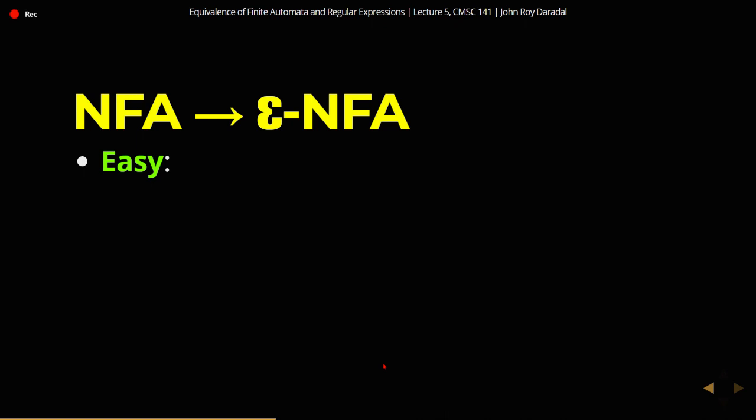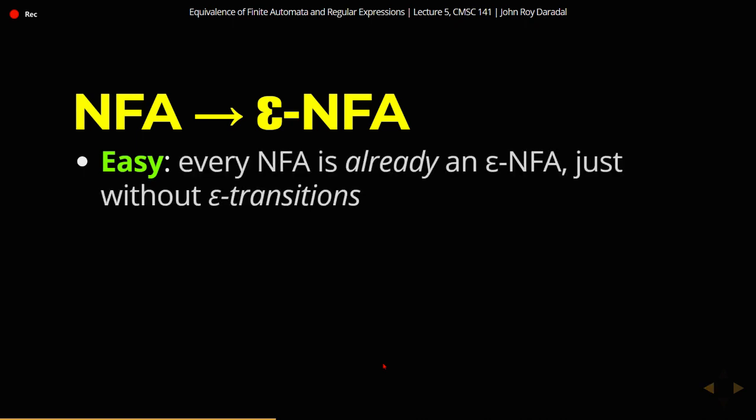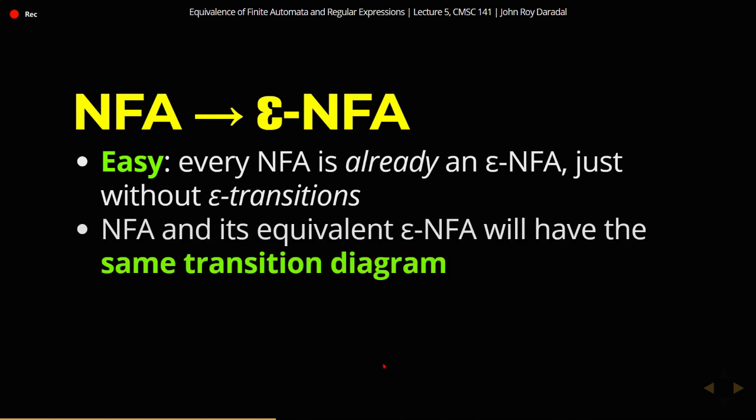So first, let's convert the NFA to an epsilon NFA. But this one is the easy part. Why is that? Because every NFA is already an epsilon NFA. It just doesn't have any epsilon transitions. Okay? So the NFA and its equivalent epsilon NFA will have the same transition diagram. It will have the same graph representation.